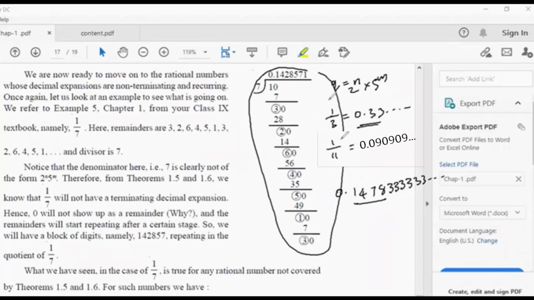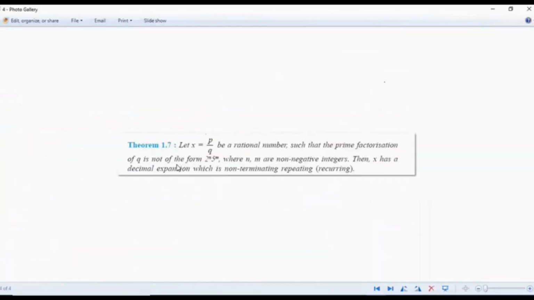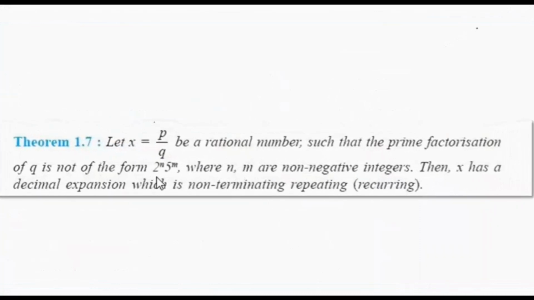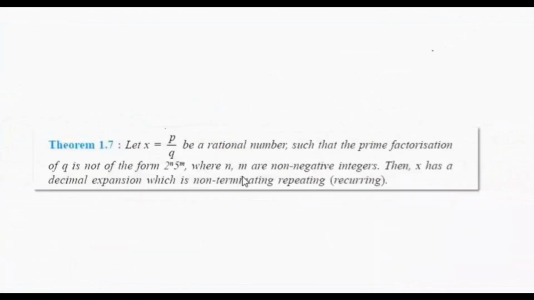Okay, so the last theorem you can see here, this is the opposite case. If q is not of the form 2 raised to n into 5 raised to m, where n and m are non-negative integers, then x has a decimal expansion which is non-terminating. That means it will be repeating or recurring. Okay, that's all for the last topic.